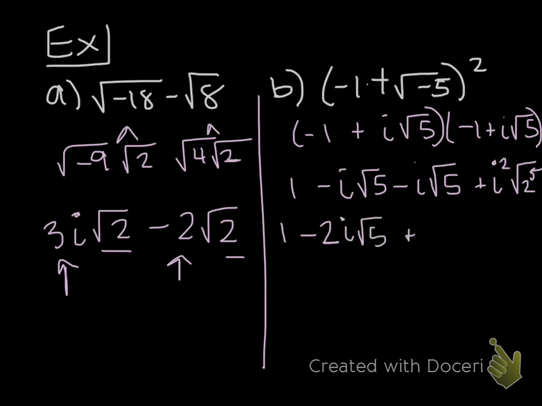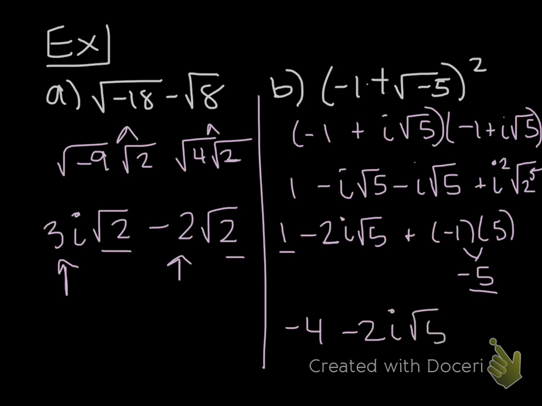The i squared will become negative 1, and the square root of 25 will become 5. Notice it's still multiplication just like it was before. So when I multiply these, I get -5. And now I can combine the 1 and the -5 and get -4 minus 2i root 5 for my final answer for that one. We have one more to go over.